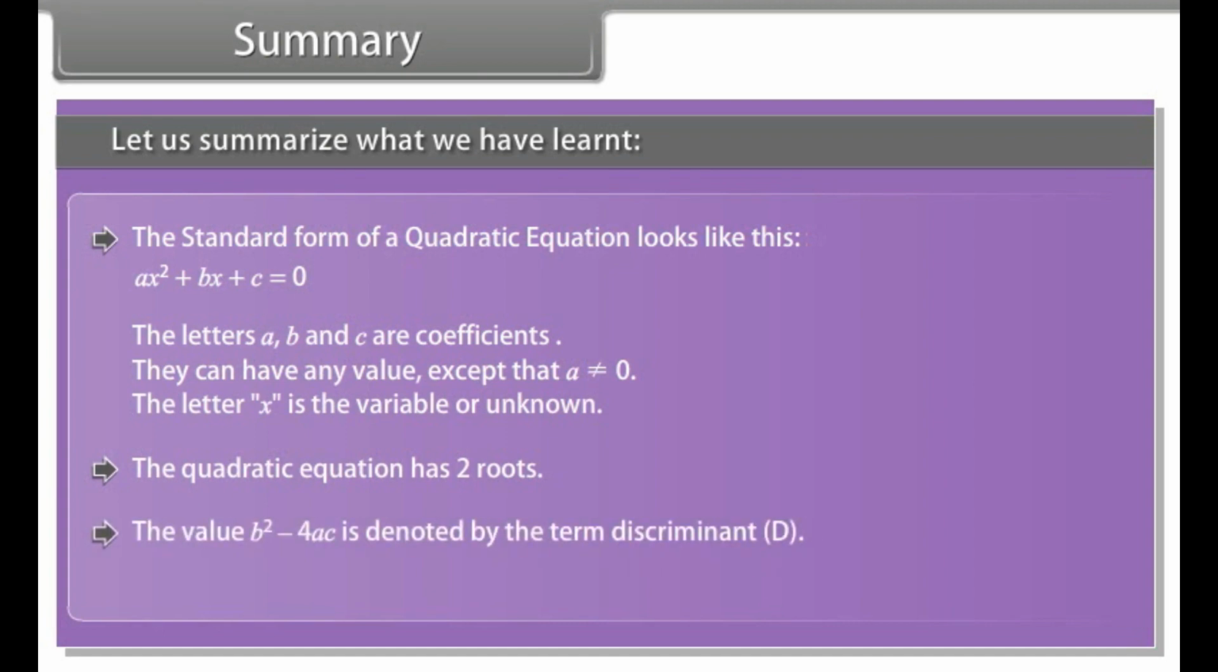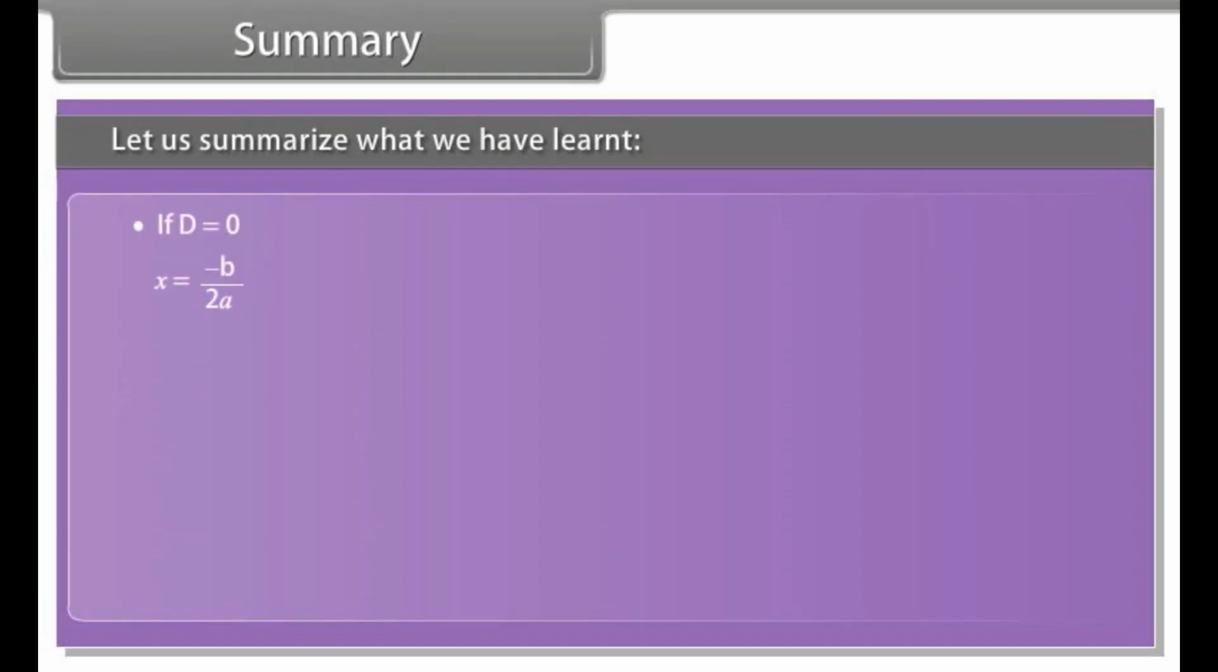The value b square minus 4ac is denoted by the term discriminant d. If d is equal to 0, x is equal to minus b by 2a. If d is greater than 0, x is equal to minus b plus or minus under root d by 2a. If d is less than 0, x is equal to minus b plus or minus iota under root minus d by 2a.